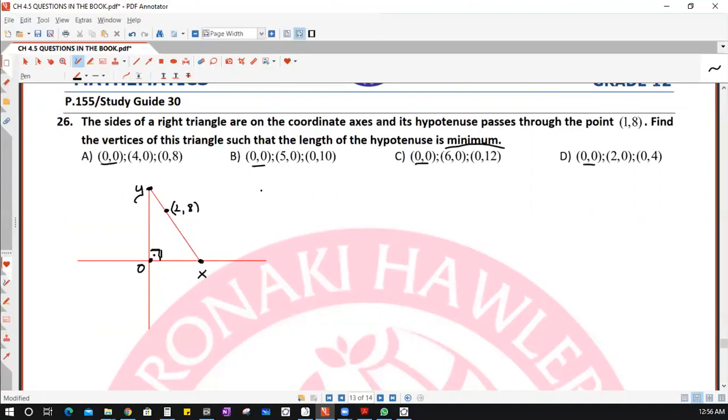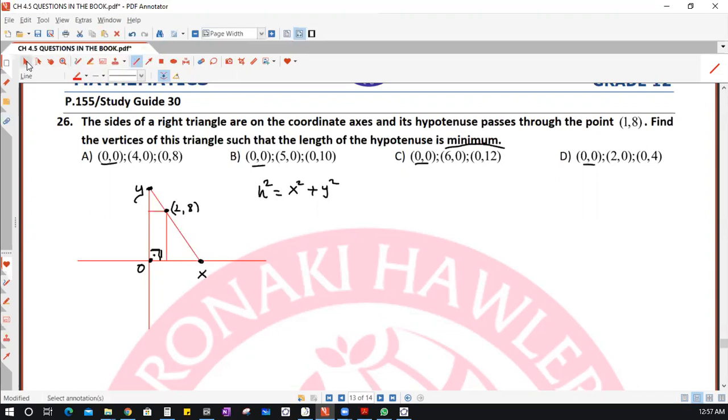First of all, the length of the hypotenuse: hypotenuse squared is equal to x squared plus y squared. This is the hypotenuse function, but there are two variables, x and y. I must relate them. To relate them, I am going to use similarity. If I join these points, I'm going to get a small and a big triangle here.